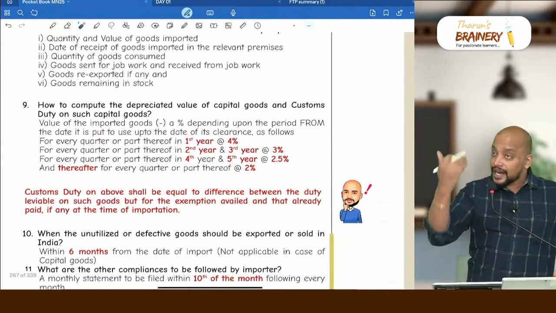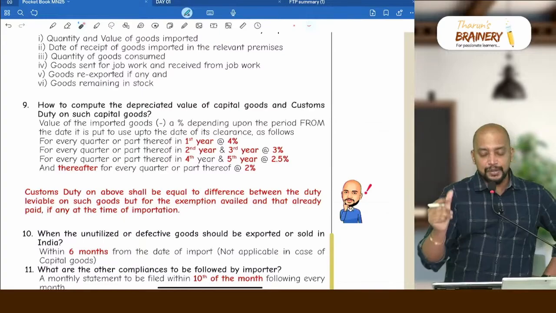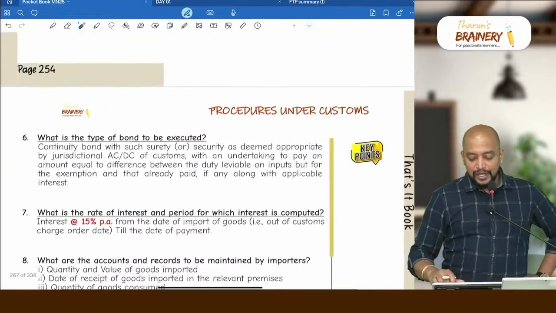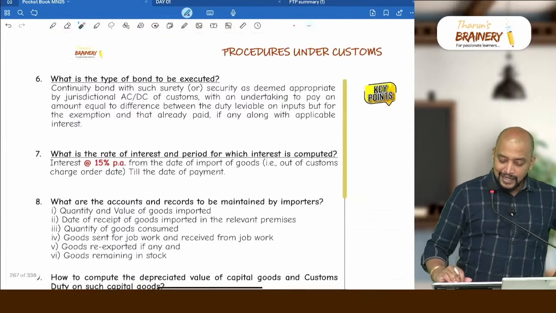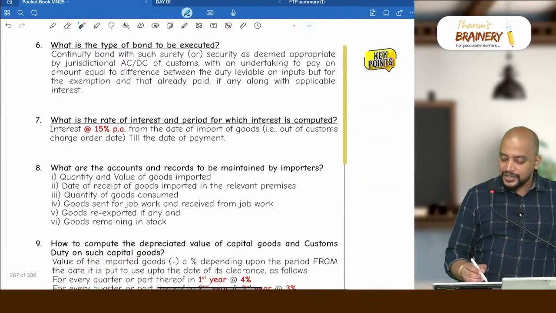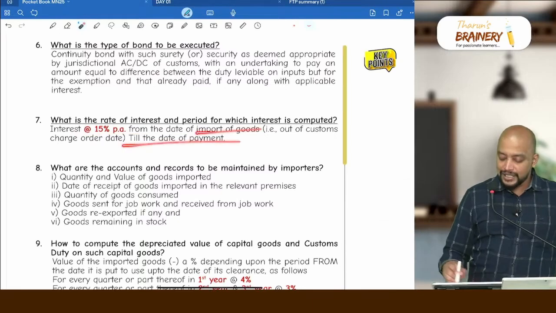And this should be reduced from the value of the imported goods, so we will be getting the depreciable value. On the depreciable value we need to pay the customs duty, and you can see here the interest rate will be 15% per annum from the date of import of goods till the date of payment.